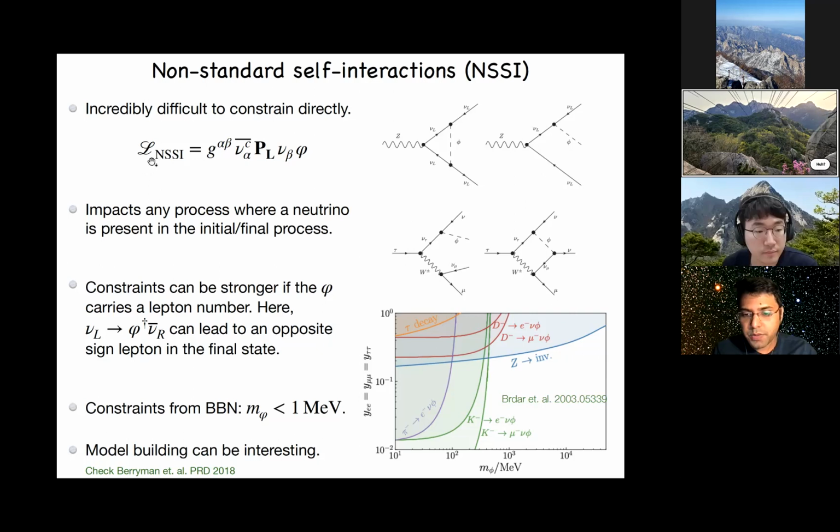But the bottom line is that once you write down this operator, it can in principle impact any process where a neutrino is present in the initial or the final state. What do I mean by this? So let us look at simple processes like the invisible Z decay.